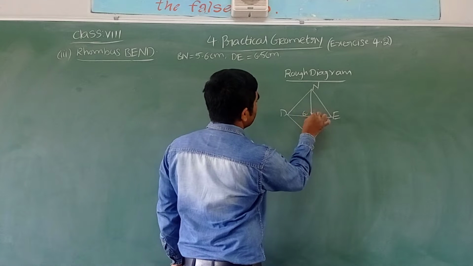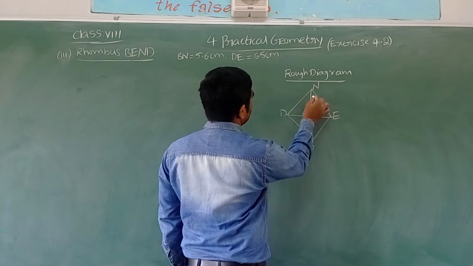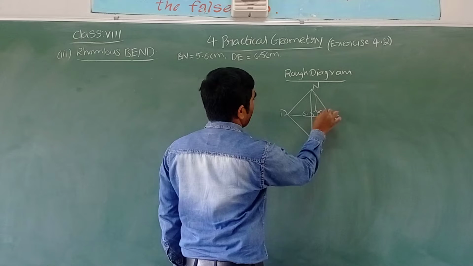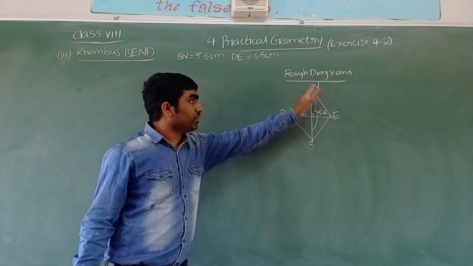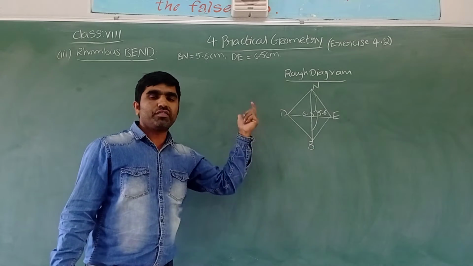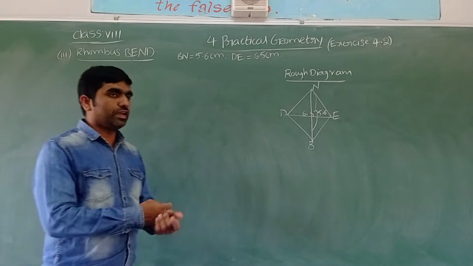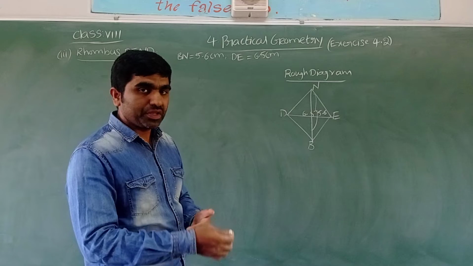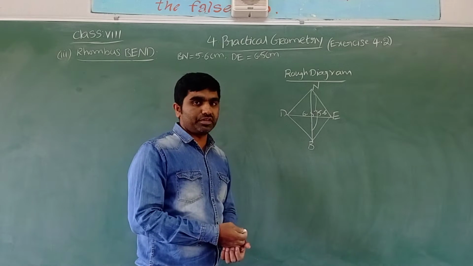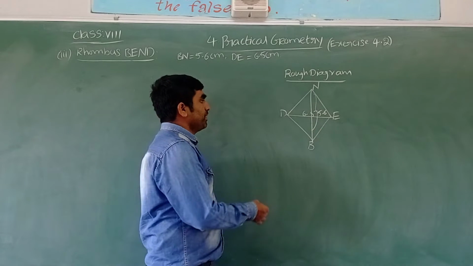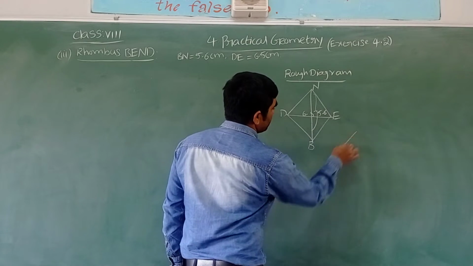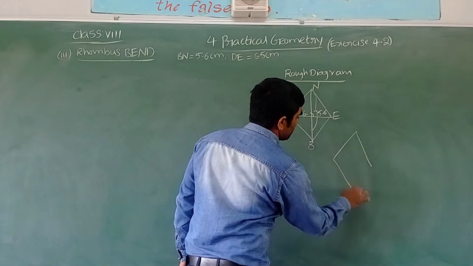Let me write here 6.5 and this one is 5.6. We know the two diagonals. When we know the length of two diagonals, how can we draw a rhombus? Yes, it is possible with the help of its special properties. So, what are the special properties of a rhombus?